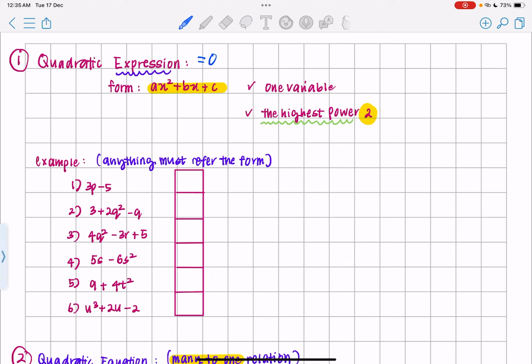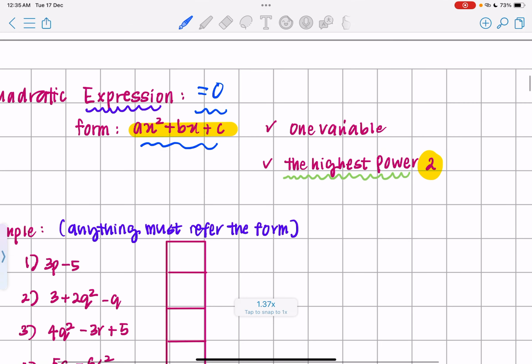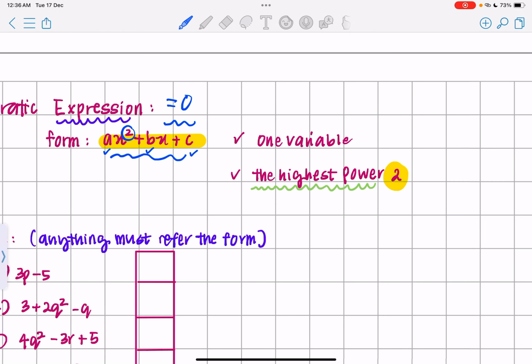So first thing first, you akan belajar pasal quadratic expression tau. Okay, quadratic expression ni basically you just sama dengan kan expression dengan 0. So basically the form yang you kena belajar is ax square plus bx plus c, di mana a, b and c ni must have a value, and then the highest power of x must be equal to 2 only.